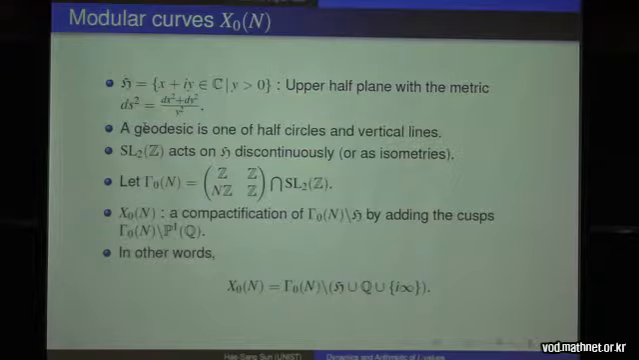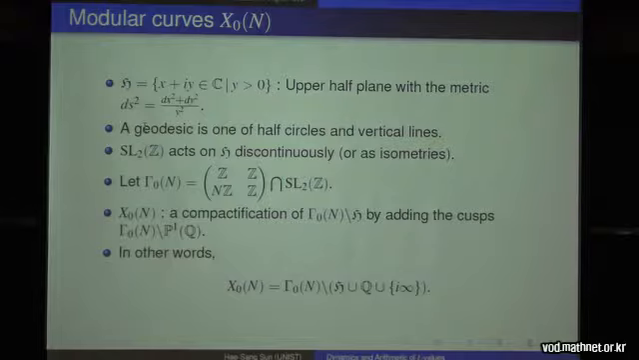And the group SL2(Z) acts on this upper half plane discontinuously. In this case, the action is a Möbius transformation like this. Then you can easily see that this is an isometry. And then let me consider some subgroup of SL2(Z) in this way. Gamma_0(N) is the set of matrices with these entries, and of course the determinant of this matrix should be 1.